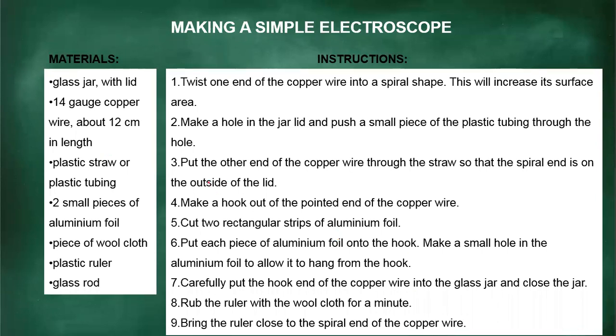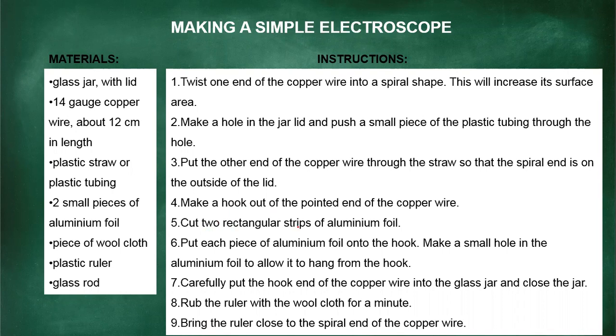Okay, I'm going to continue. I'll start from point 3. So you're going to put the other end of the copper wire through the straw so that the spiral end is on the outside of the lid. And you're going to make a hook out of the pointed end of the copper wire, turning that spiral end into a hook.